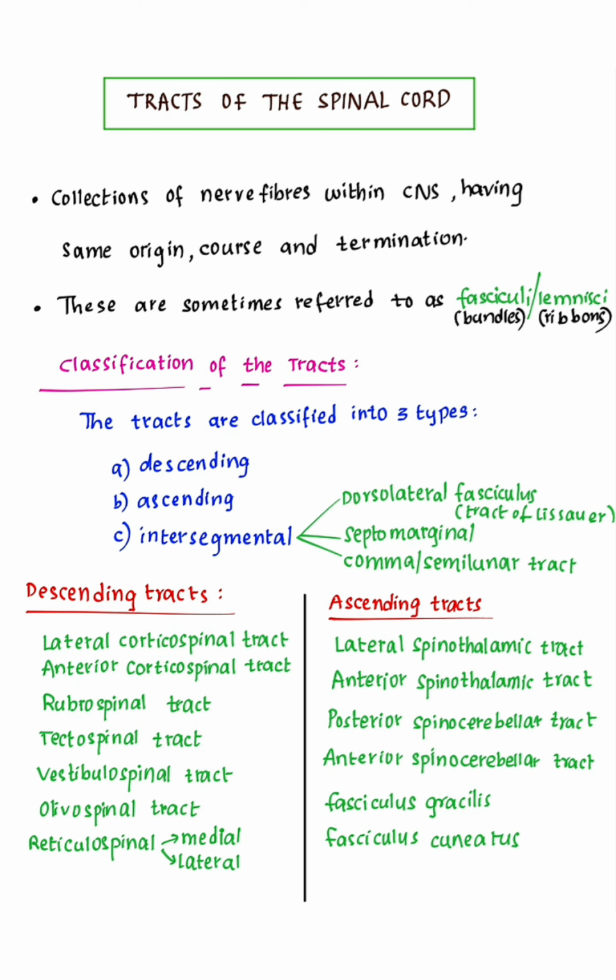Now let's revise descending tracts. All the descending tracts terminate onto anterior horn cells of the spinal cord. Corticospinal tract arises from the motor cortex. Rubrospinal tract arises from the red nucleus. Tectospinal tract arises from the tectum or superior colliculus of the midbrain. Vestibulospinal tract arises from the vestibular nuclei in the pons and medulla. Spinal tract arises from the inferior alveolar nucleus present in the medulla. Reticulospinal tract arises from the reticular formation.